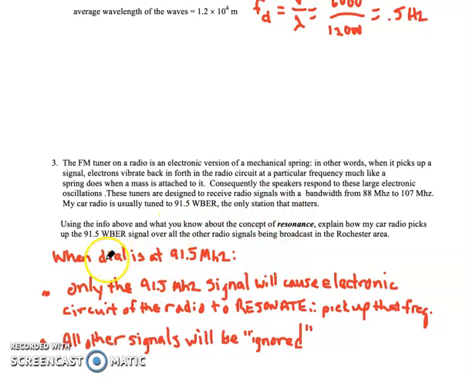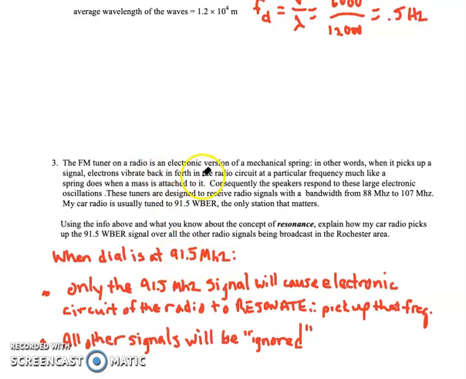So again, if you read carefully, I've set the dial at 91.5, which is a frequency, megahertz. So in the Rochester area, let's say there's 20 different signals powerful enough to reach my home. Why, when I set the dial to this one, do I pick up the 91.5? How does the radio circuitry know to pick up that one?